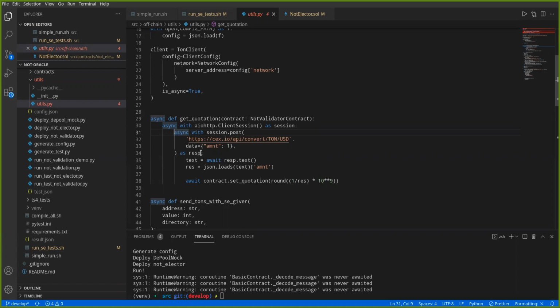In this case, if any consumer of this data would like to use these data streams that are provided by NOT validators, where should they get it? So from which contract?